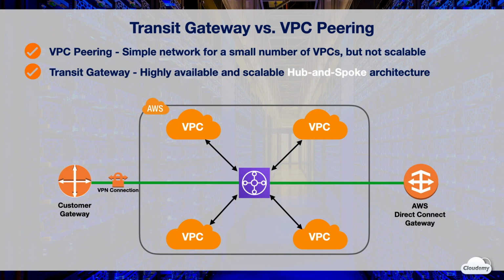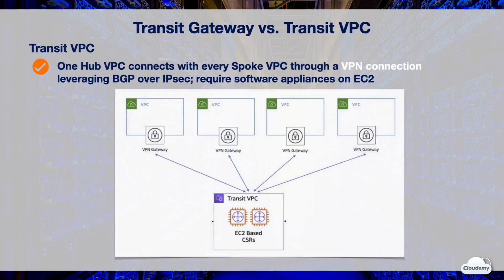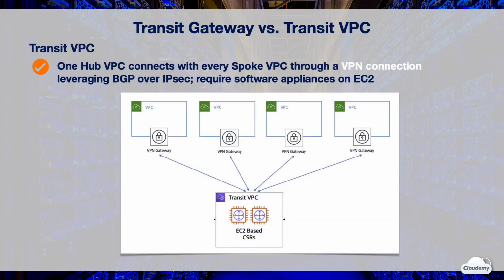Transit VPC is an alternative hub and spoke architecture for networking between VPCs. In a Transit VPC network, one central hub VPC connects with every spoke VPC, through a VPN connection using BGP over IPsec. The central VPC contains EC2 instances with software appliances that route incoming traffic to their destinations with the VPN overlay.